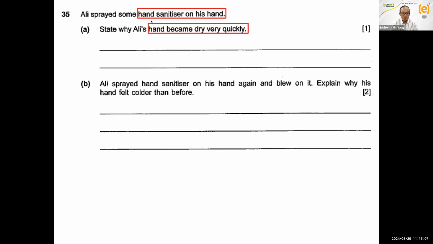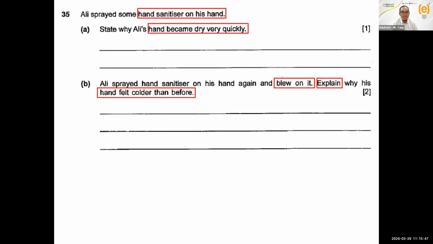So part A, they ask you to state why Ali's hand becomes dry very quickly. So you need to state why the hand becomes dry very quickly. This is for part A. Now part B: Ali sprayed hand sanitizer on his hand again and blew on it. Blow, you all know blow, right? Explain why his hand felt even colder than before. You can see, explain. Explain means you need to elaborate, you need to give reasoning of what is happening, right?